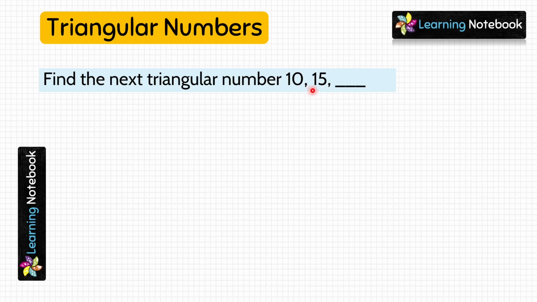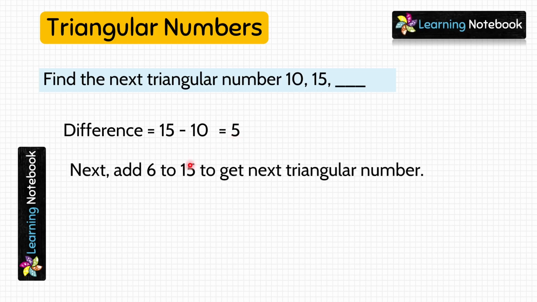First, students, find the difference between the two given triangular numbers. So 15 minus 10 equals 5. Next, add 1 to this difference, 5. 1 plus 5 equals 6. So we have got 6 now.